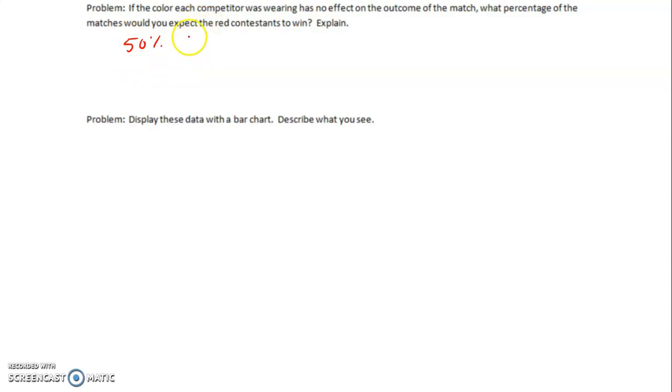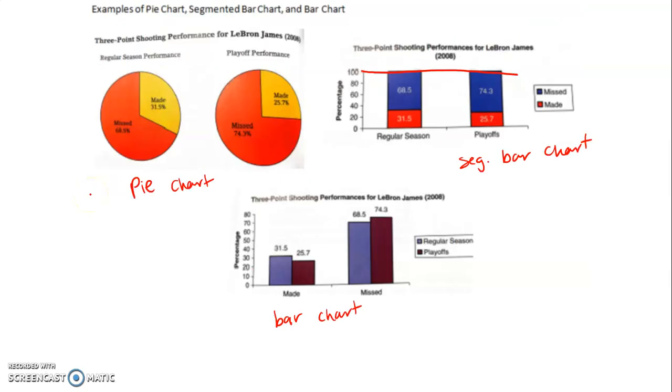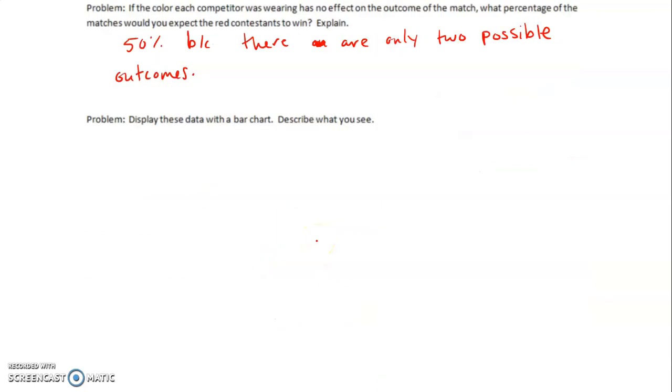So we can say 50% because there are only two possible outcomes. Okay, so 50% because there are only two possible outcomes. And what they want us to do is they want us to display the data with a bar chart. So remember, a bar chart is separate bars, right? We don't have to go to 100%. We have separate bars for each of the categories.